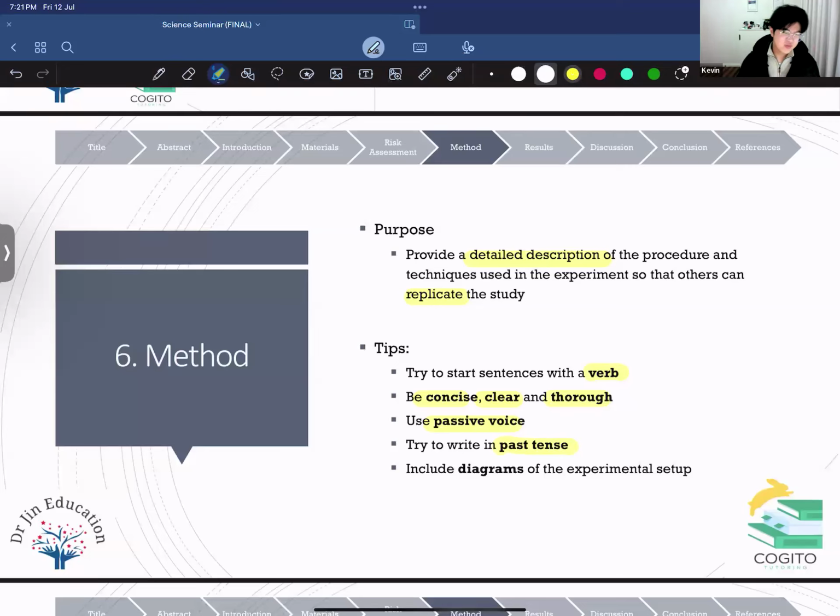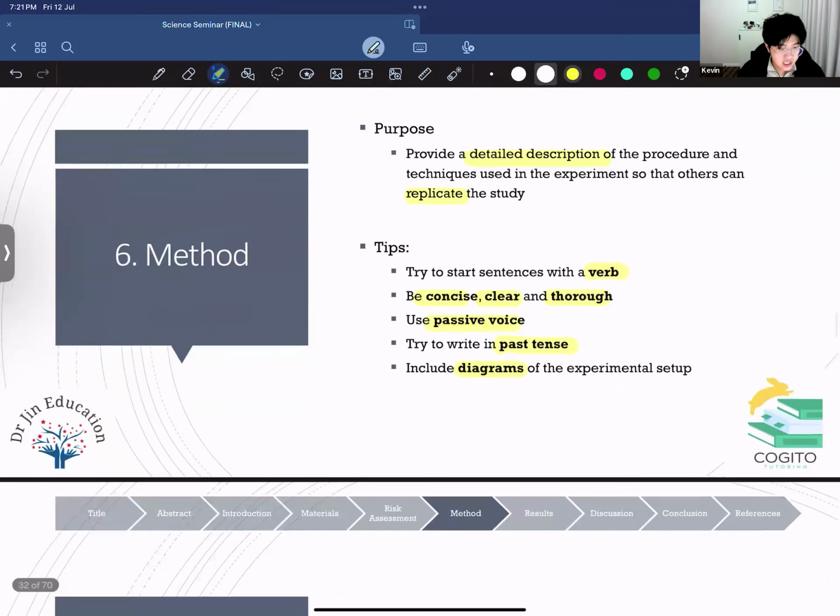It's actually arguable. Some people like to write in the present tense, and that's fine, honestly. It's just traditionally we write methods in the past tense because by the time you're writing the report, the method is already done. That's why you write in past tense most of the time. But regardless, whether it's past or present tense, keep it consistent. Often, include diagrams. A picture is worth 1,000 words sometimes, and so is a diagram.